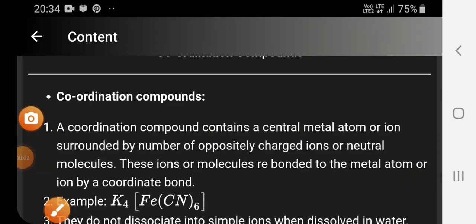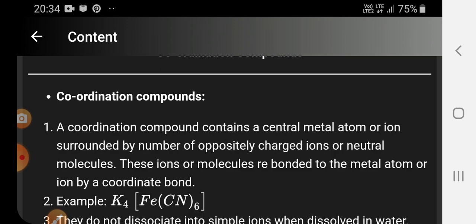Myself Arnab Chatterjee, and today I will discuss a very important chapter from chemistry class 12 for term 2 examination, and the name of the chapter is coordination compound.